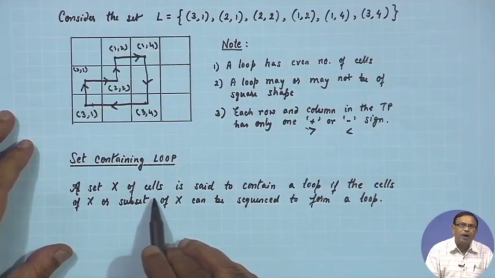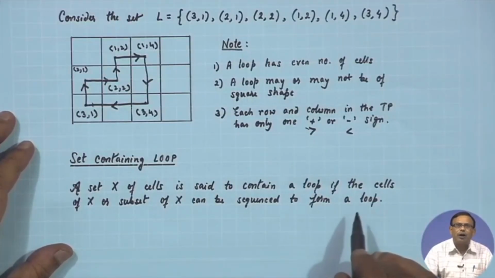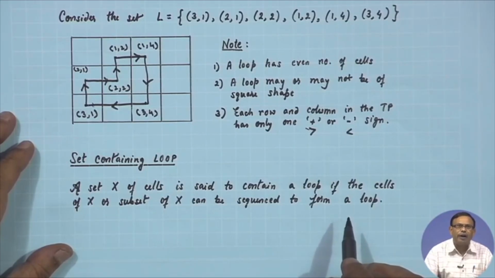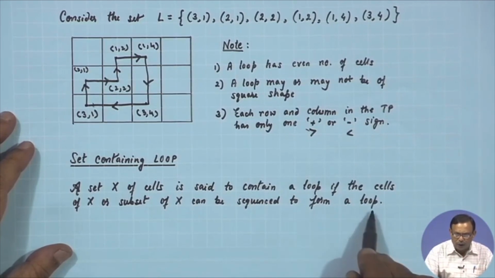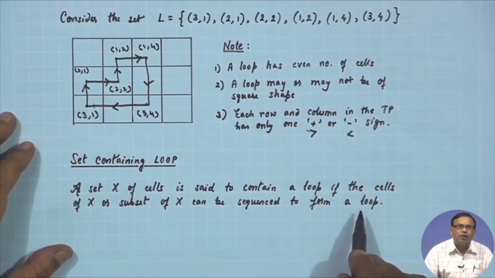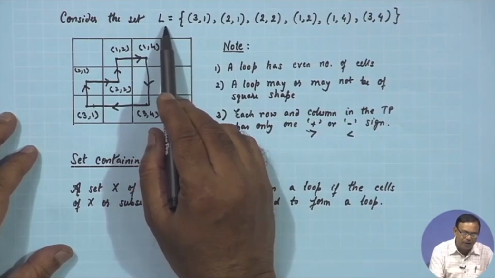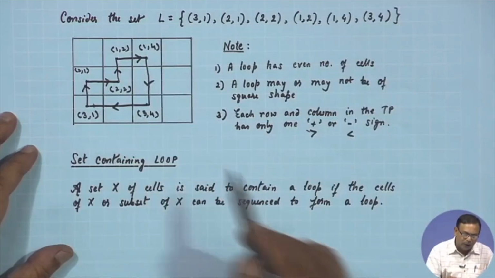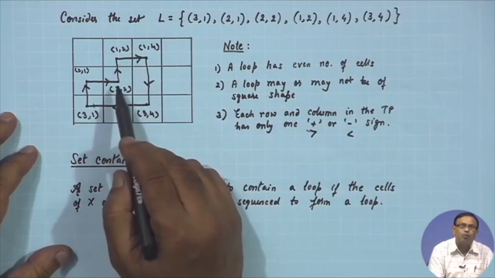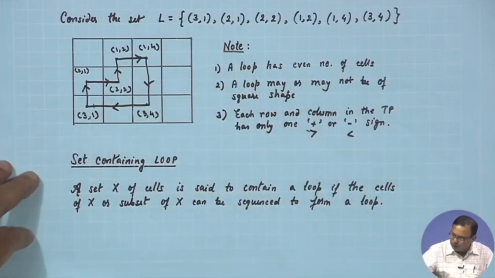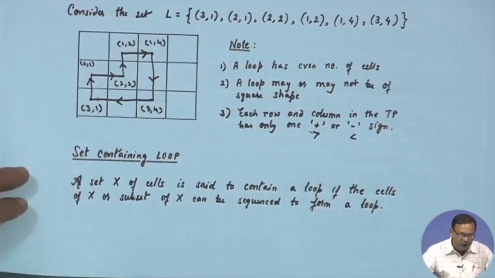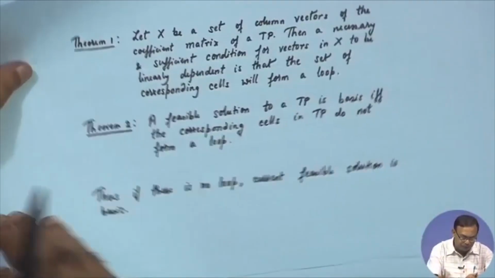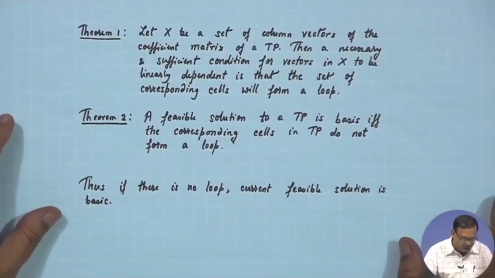Next is the set containing a loop. A set X of cells is said to contain a loop if the cells of X or a subset of X can be sequenced to form a loop. Please note this. Here also I have taken a set L, and the way I have drawn it, I saw that it is forming a loop. Therefore, the set L we call as forming a loop. Two important theorems are there.